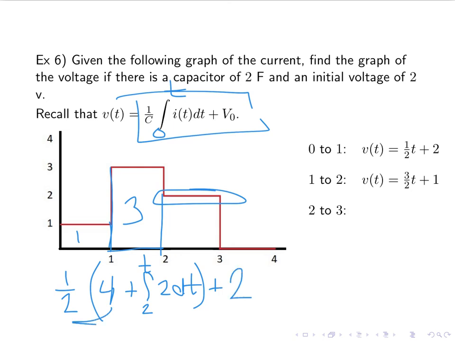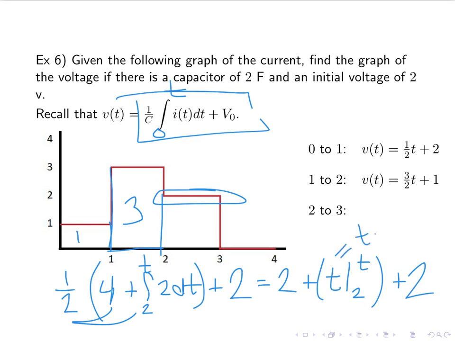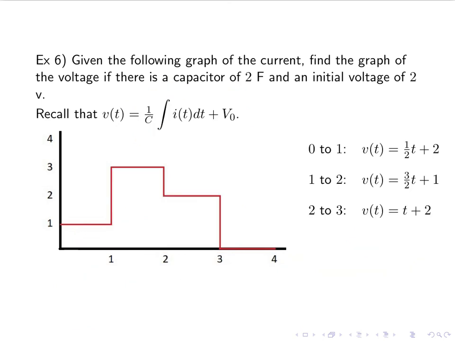Okay, so I'm going to distribute my 1/2 as I do it, so 1/2 times 4 is 2, plus 1/2 times 2 is 1, so I'm integrating 1, which is just t, going from 2 to t, plus my v naught of 2. The t evaluated from 2 to t will be t minus 2. So when I combine that with my other 2's, one of the 2's cancels, and I end up with t plus 2. So from 2 to 3, my equation is t plus 2.